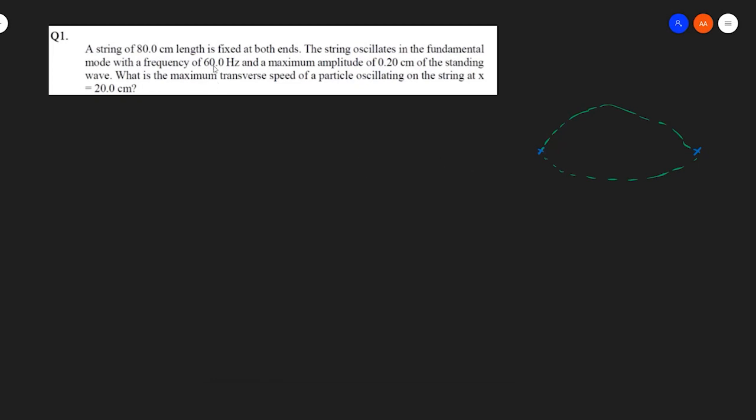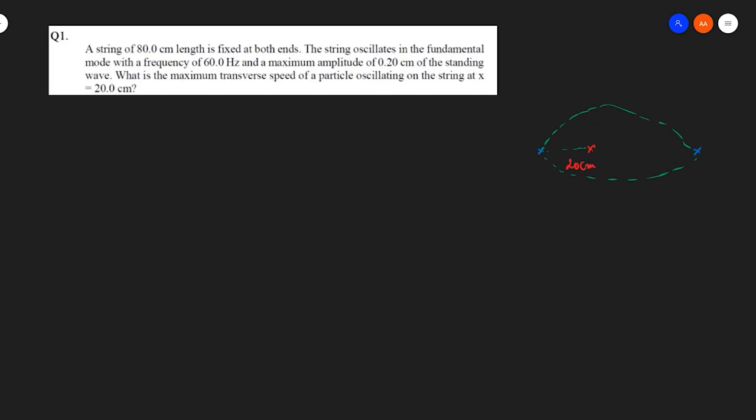So we have the length, we have the frequency of oscillation, and we have the maximum amplitude of the standing wave. What is the maximum transverse speed of a particle oscillating in the string at x equal to 20 centimeters? We have a point at 20 centimeters, let's say this one here. We want to know what is the maximum transverse speed.